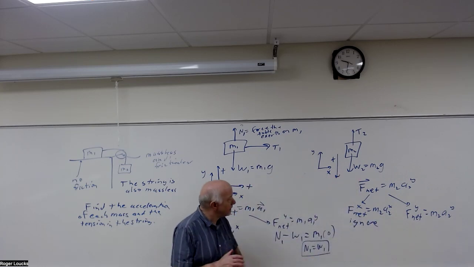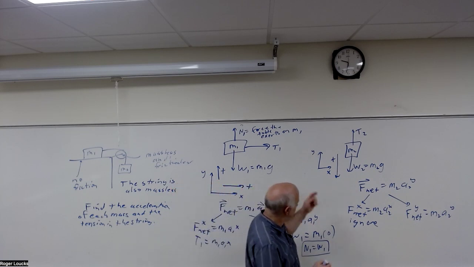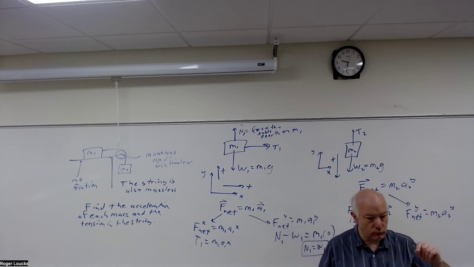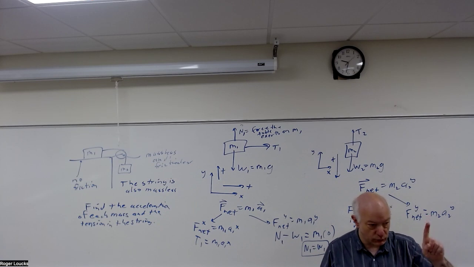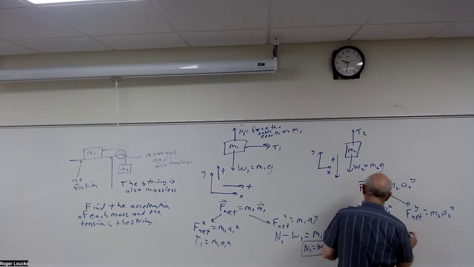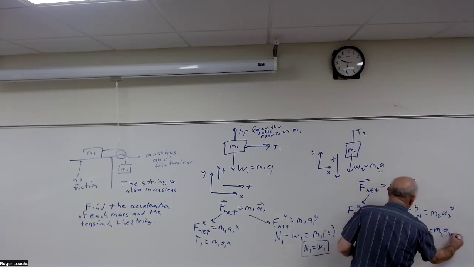Now, from your free body diagram, what do we then have for the net force, or in other words, your total force in the y direction? W2 minus T2. It has to be W2 minus T2. If we had T2 minus W2, what would we be saying the object's doing? It'd be moving up, which it is not. So this would be W2 minus T2 equals M2 A2Y.